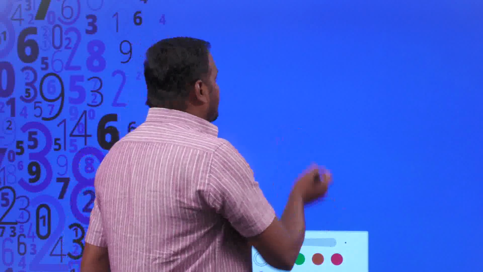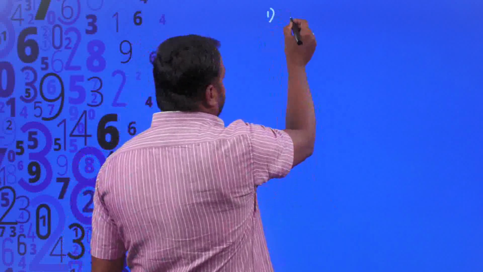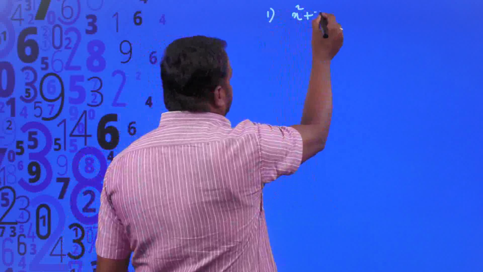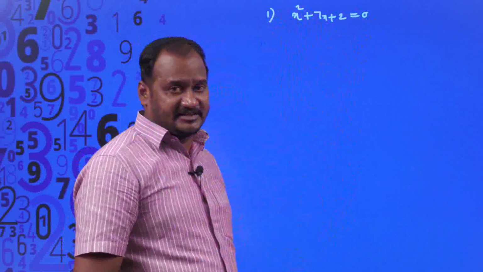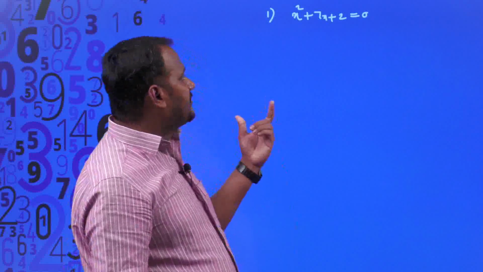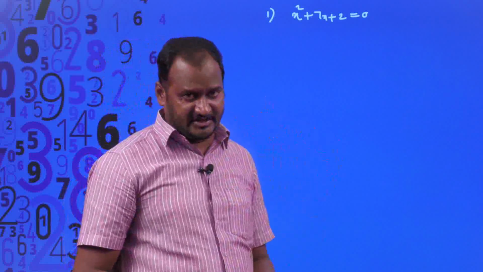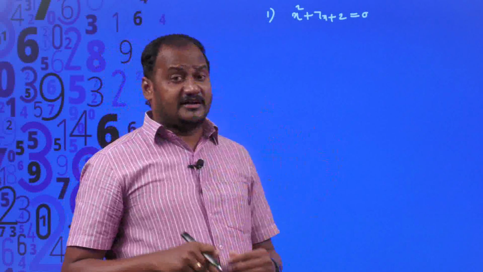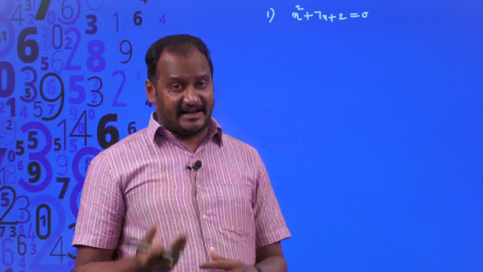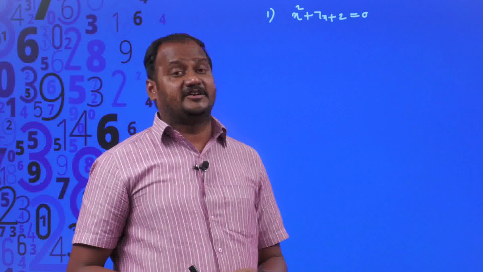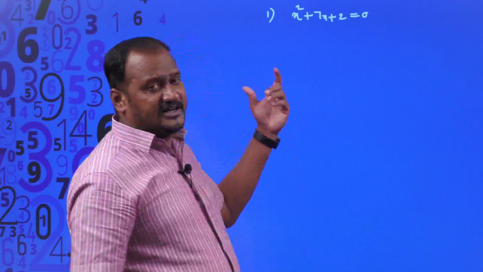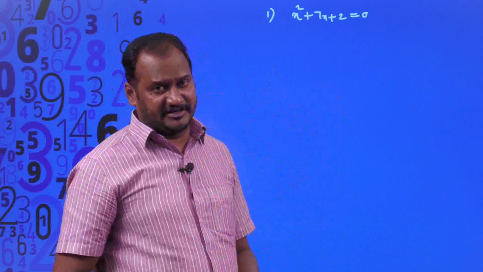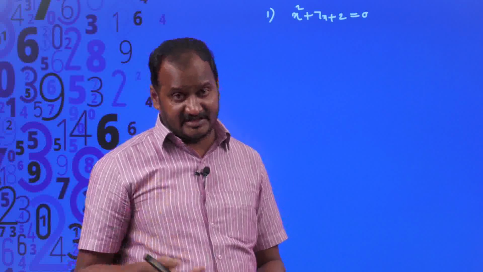For example, the first one is given as x square plus 7x plus 2 is equal to 0. Now tell me about the nature of the roots of the given quadratic equation. You are not asked to find the roots exactly. You are asked to find the nature of the roots. So you just find the value of b square minus 4ac, that is the value of the discriminant.